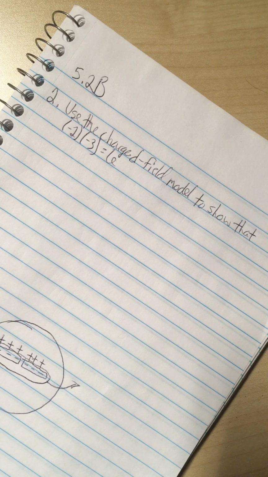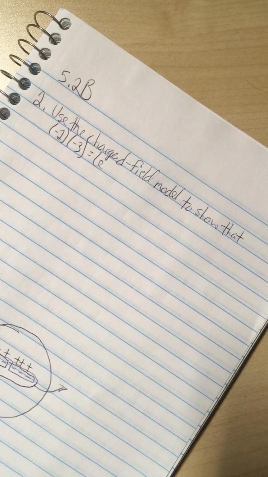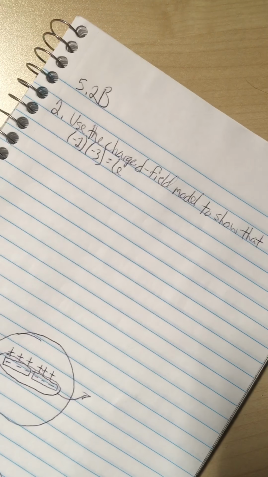Alright, this is chapter 5, section 2, B, problems 2 and 4. Sorry for the weird angle. This is the only way I could get my phone in a good enough position where I could still write. So we're going to go ahead with number 2.